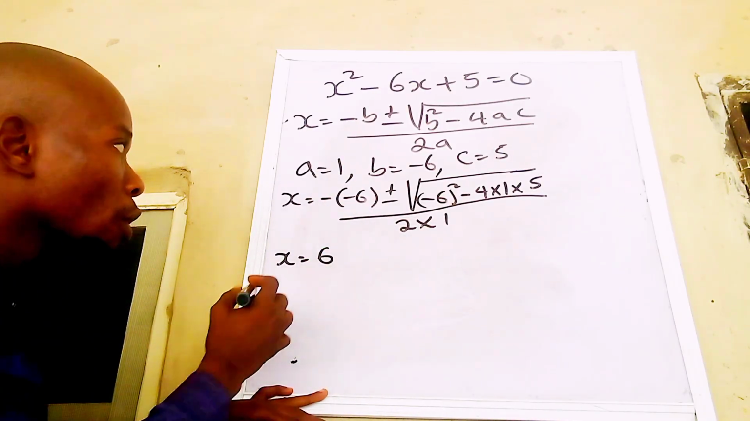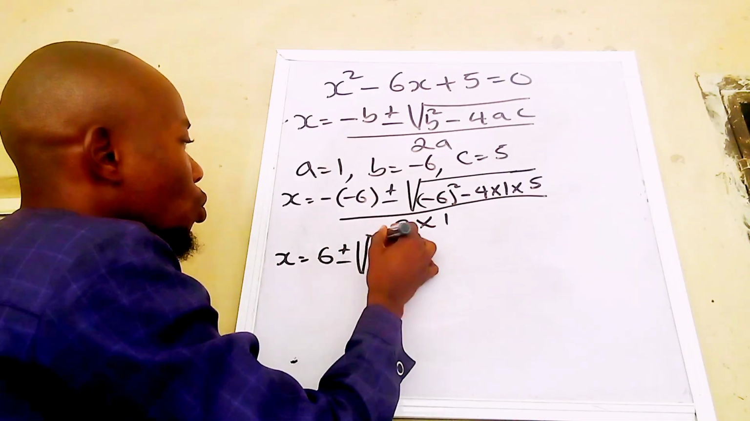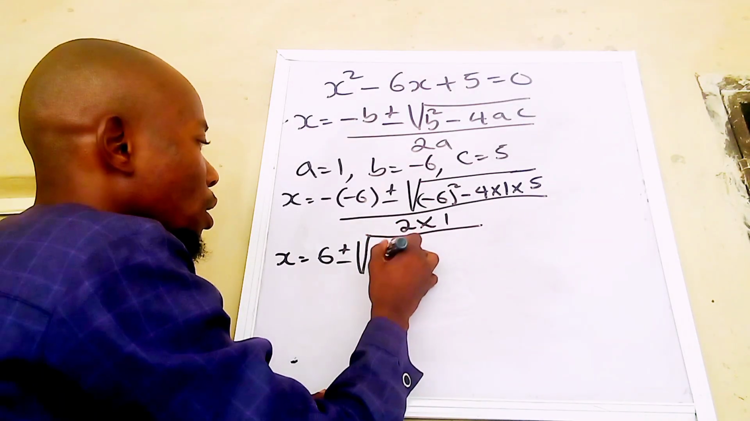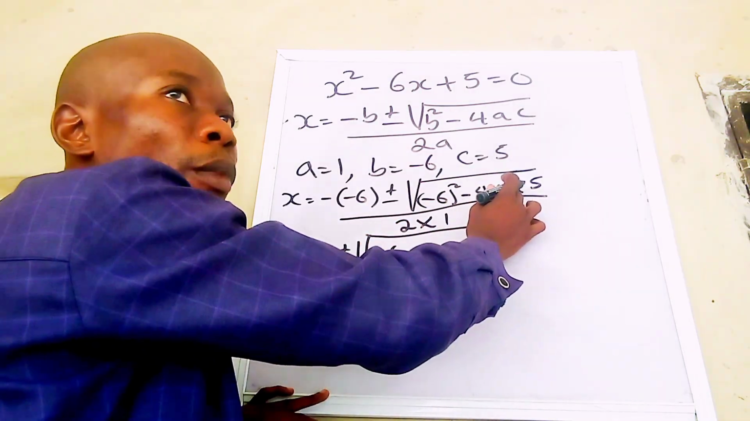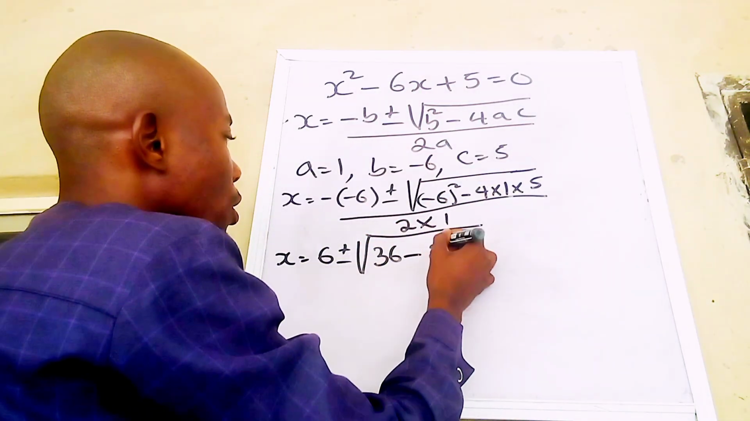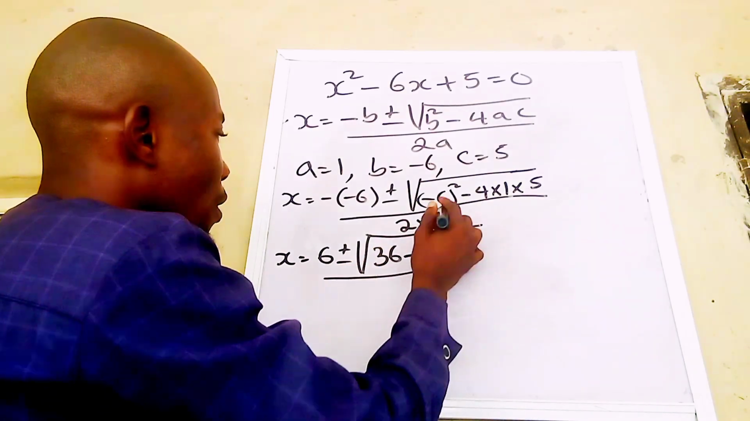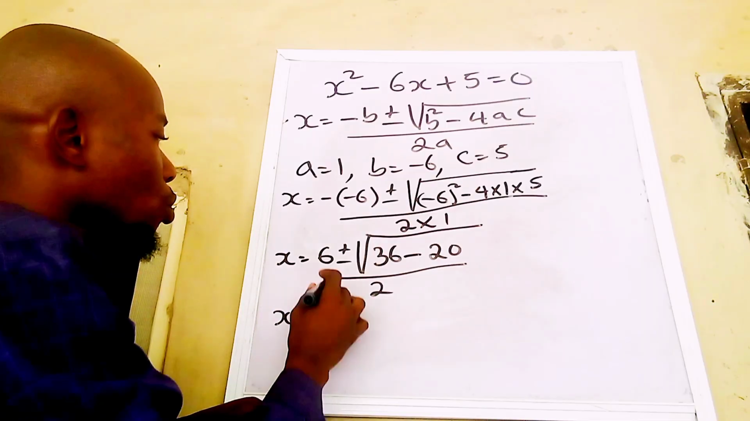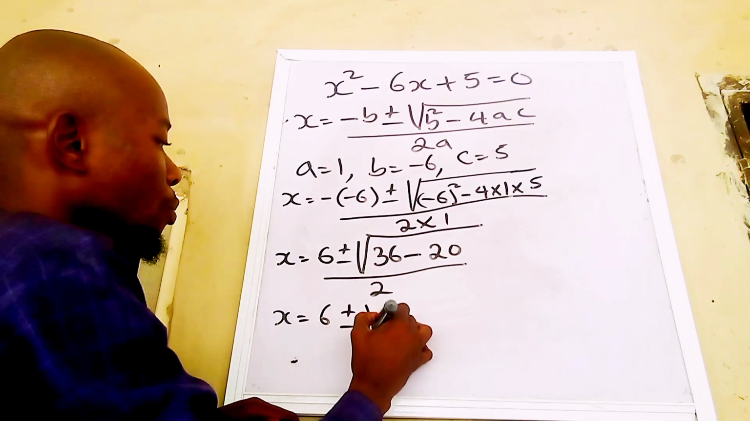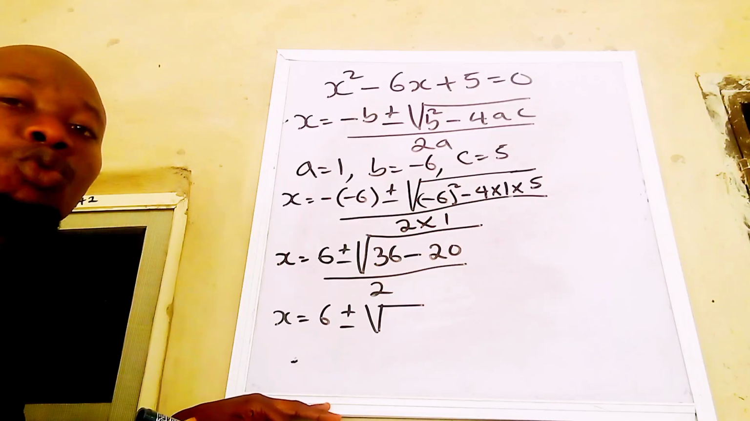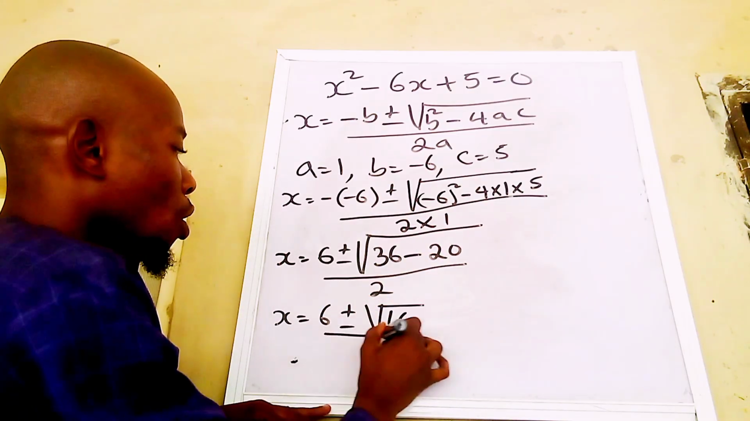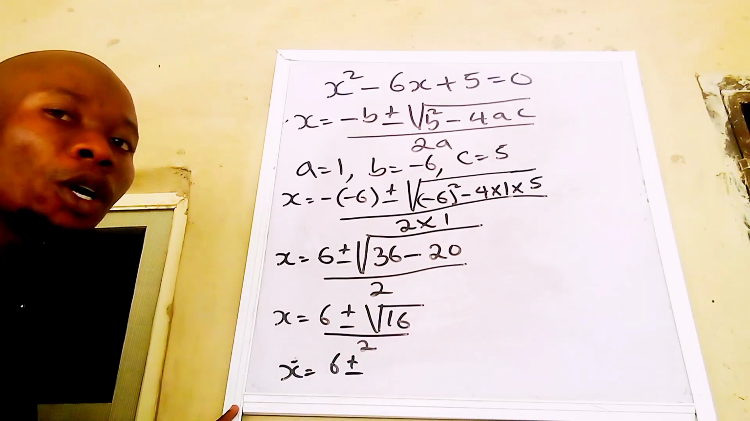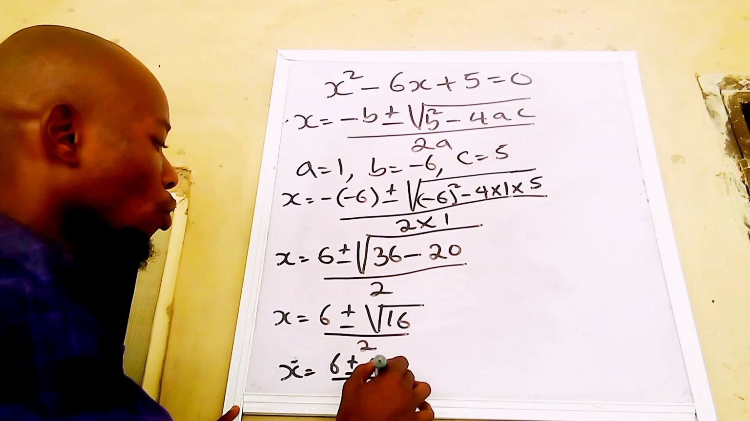So x will give us minus times minus 6, which is 6, plus. And plus or minus the square root of minus 6 squared, which means minus 6 multiplied by minus 6, and that is 36. Then minus 4 times 1 times 5, we have minus 20, everything divided by 2, because 2 multiplied by 1 will give us 2. So our x is equal to 6 plus or minus the square root of 36 minus 20, so it's 16, all over 2. So our x is equal to 6 plus or minus the square root of 16, which is 4, over 2.